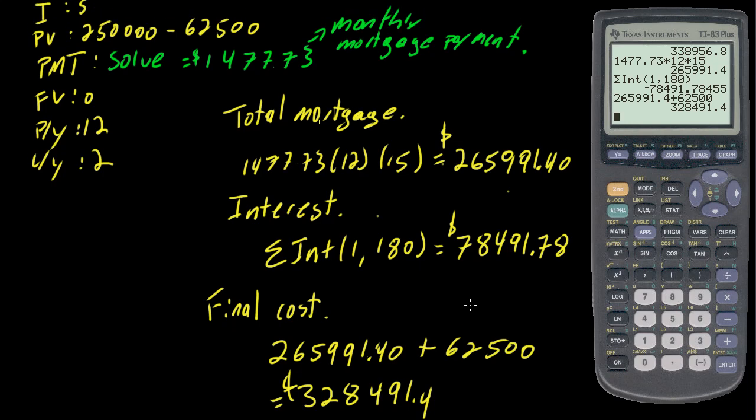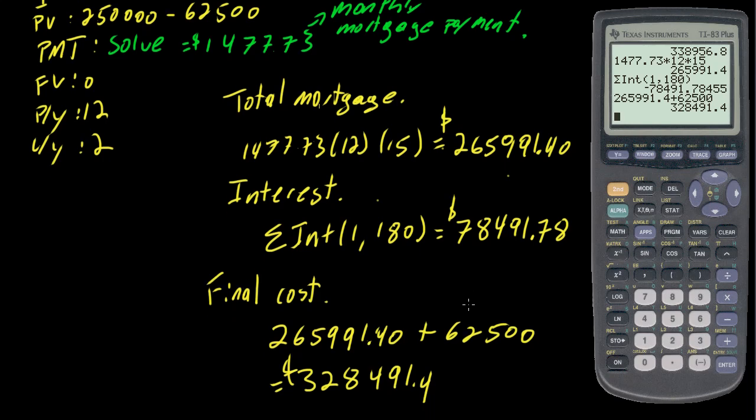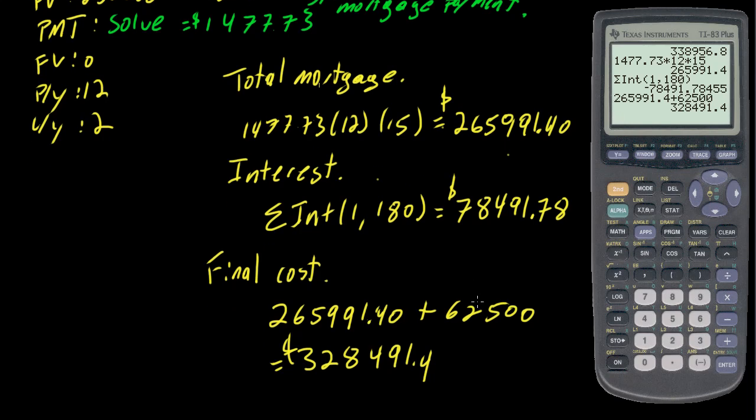So kind of cool that we can conclude from this, it is better to have a bigger down payment rather than a smaller down payment. You're going to pay less per month, and in the end, over those 15 years or whatever the term of the mortgage is, you're going to pay less for the home.